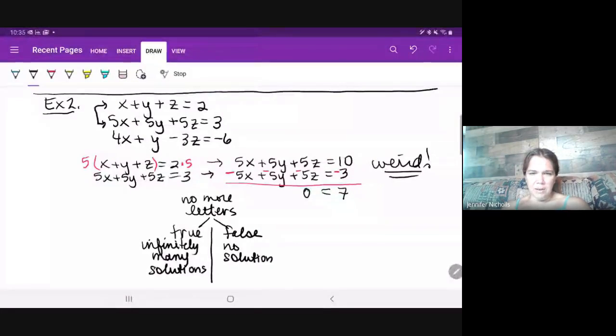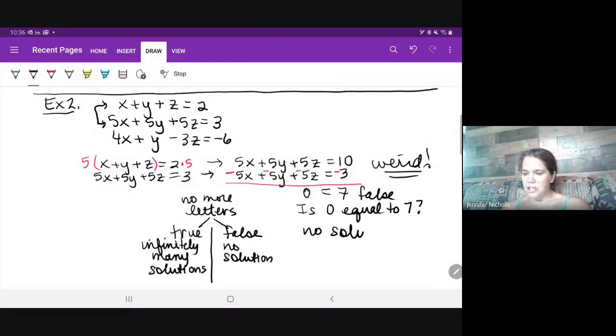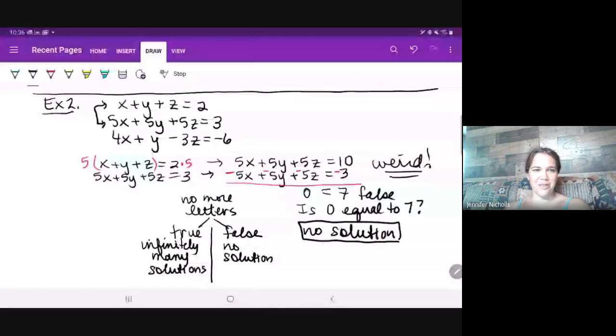Okay, so is 0 equal to 7? Yeah, so you write false, and then no solution is your answer. So false is part of the work. Hey, we're done already. Wasn't that exciting? Okay, so we're done. Exactly. That's what I think. I'm like, really? I got the letters to go away. It's done. I'm finished. Okay, it's over.